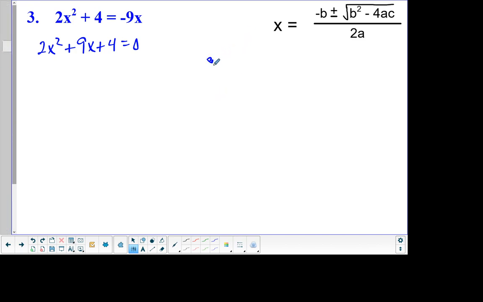What's A? A's 2, right? A equals 2. B is 9 because it says plus 9x. And then C is 4 because it says plus 4. So those are your values.